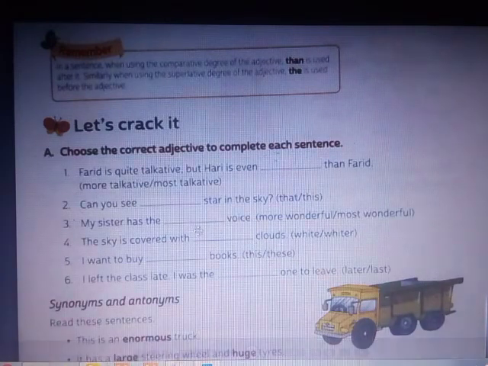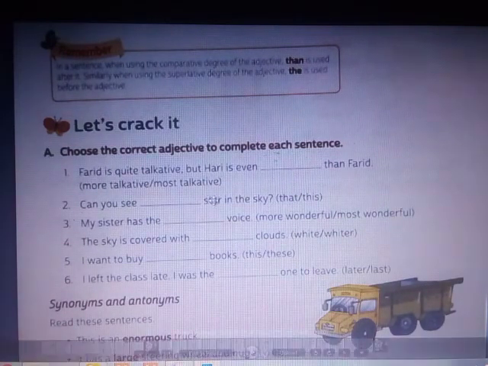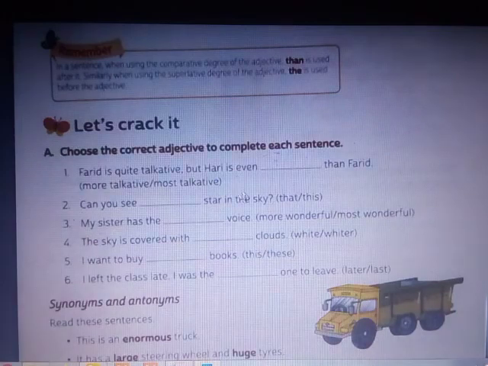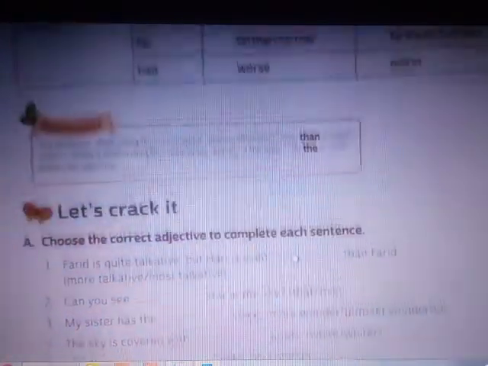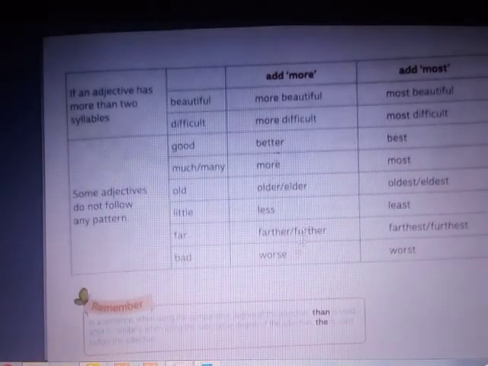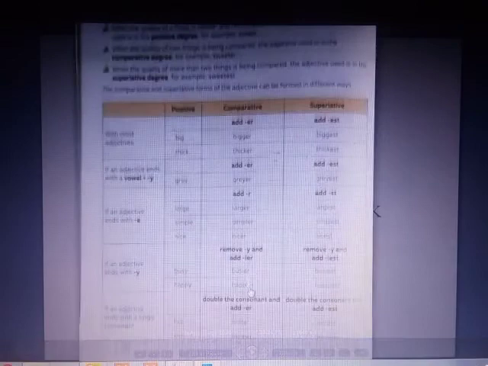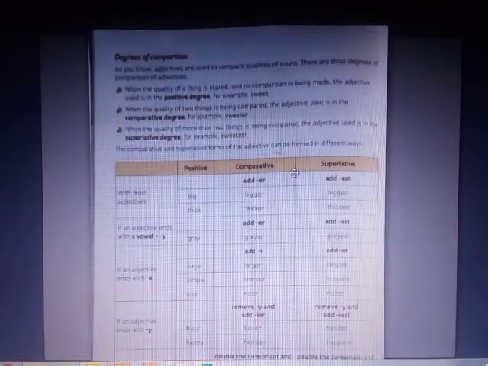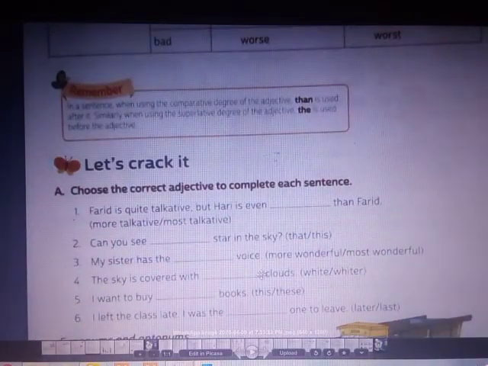So this will be your homework. Before doing this, I just want you to read this chapter. You go through the chapter properly. You just try to understand this comparative and superlative degree, degrees of comparison. If you don't understand, you ask me, I'll explain it. First you try to understand these degrees of comparison, then you try to solve this. You will solve A. Got it? Okay, this is your homework.